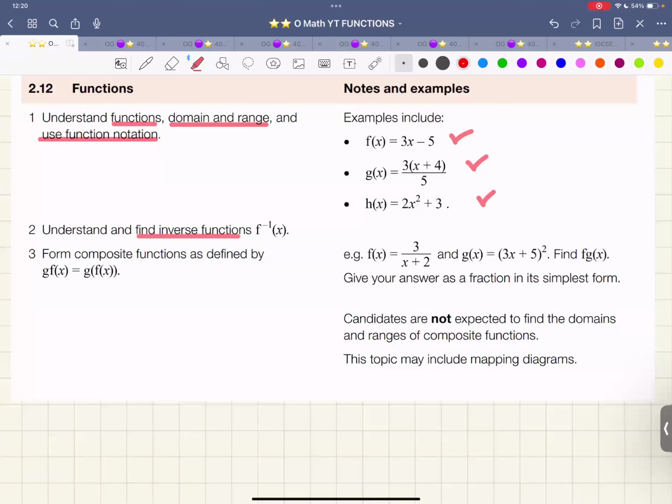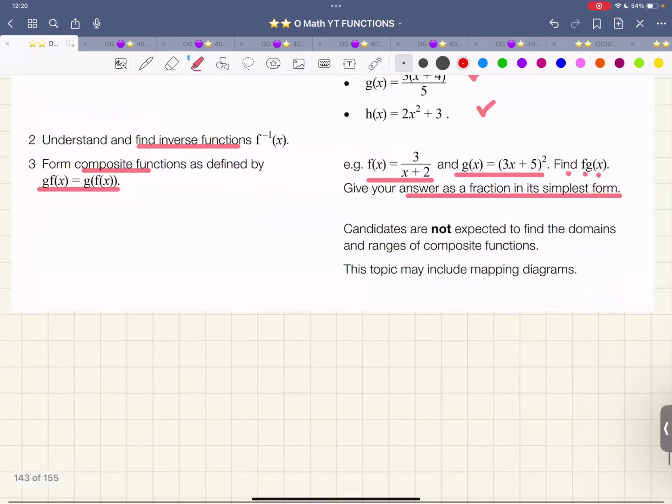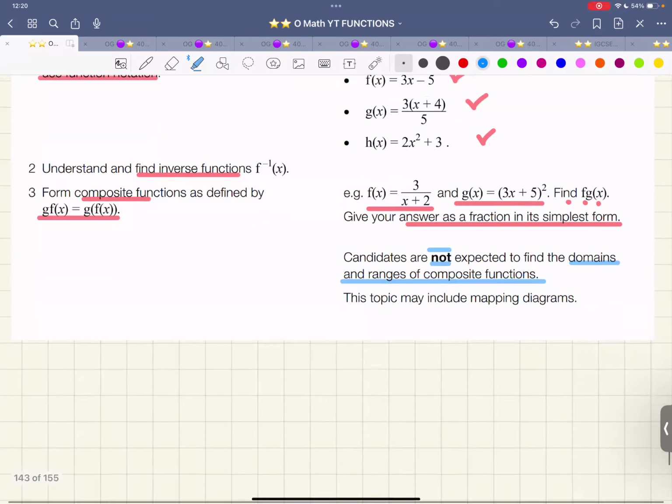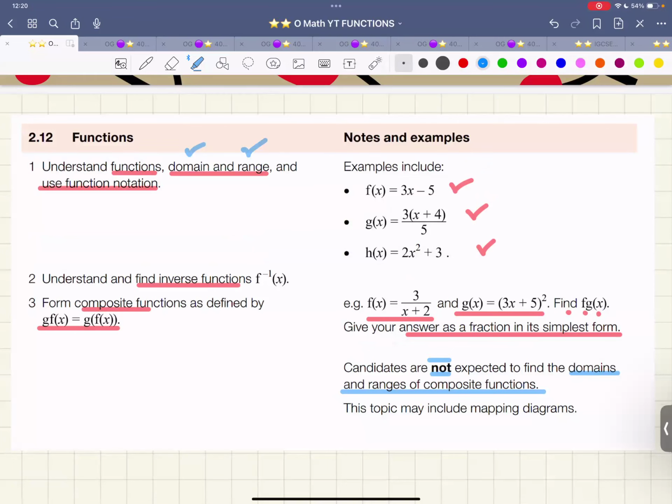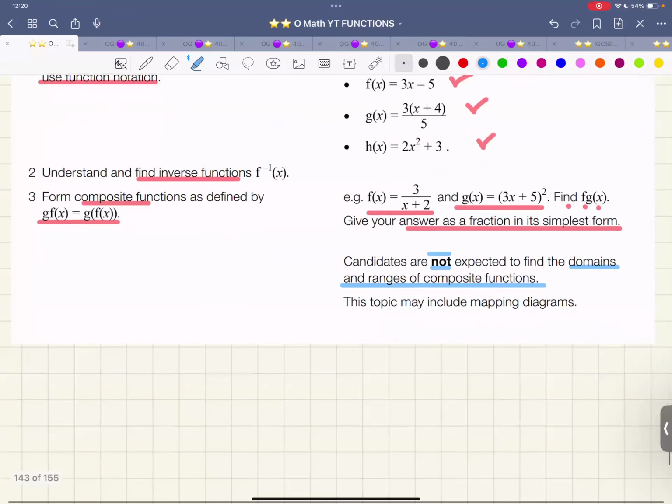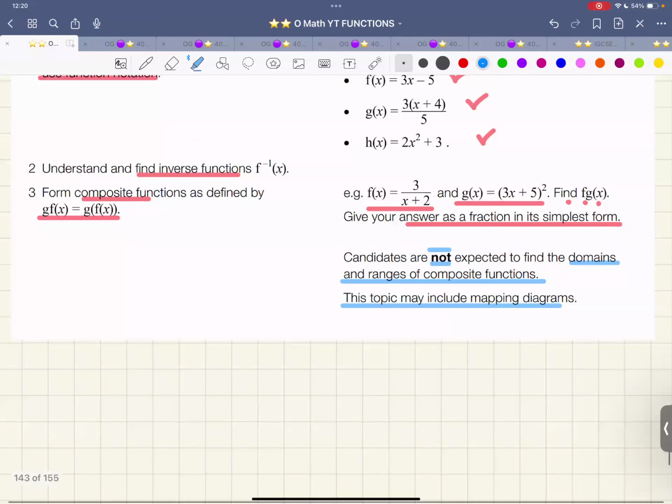Understand and find inverse functions. Example: f(x) is this, g(x) is this, find f of g(x). That is about the composite function, as defined by fg(x) is f of g(x). Give your answer as a fraction in its simplest form. Candidates are not expected to find the domains and ranges of composite functions. That's not part of the syllabus, but basic domain, basic range, I'll just talk about it. Yes, the question is about that. The concept may include mapping diagrams.